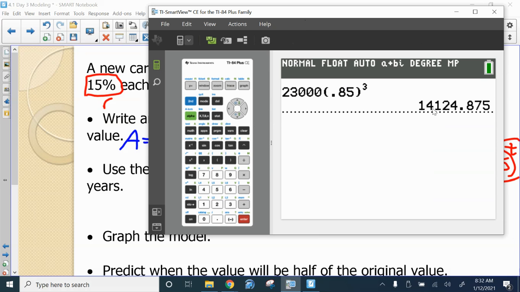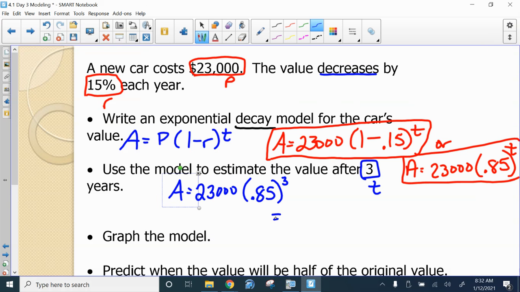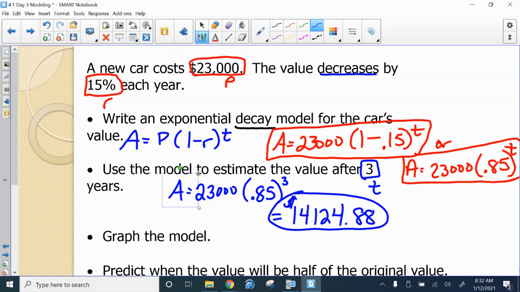So because our car is decreasing in value, we now have a car value. When you think about money, money doesn't have 3 decimal places. Money goes to 2 decimal places, dollars and cents. So we have our 14,124.80. We'll call that 88 because we'll round up. 14,124.88. That's the value of the car after just 3 years decreasing in value.